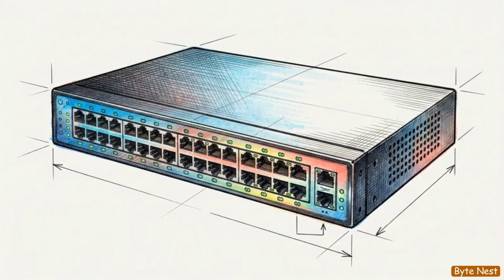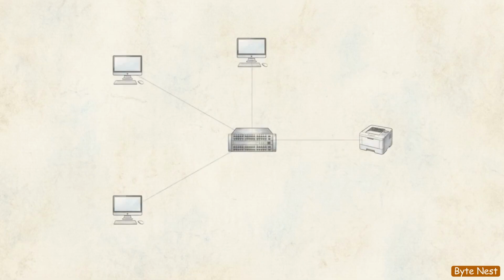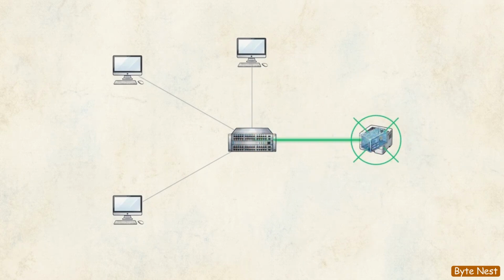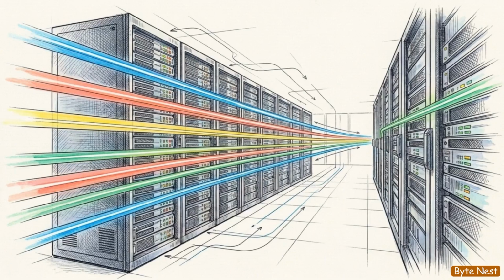To fix this traffic jam, engineers developed the modern network switch. Unlike a hub, a switch doesn't shout. It identifies exactly who the incoming message is for and creates a direct, private pathway just for that specific data. Introducing this basic intelligence turned chaotic broadcasting into the high-speed, private communication systems we rely on today.